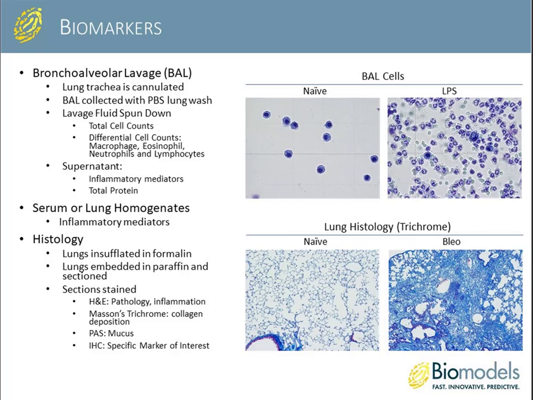This picture here at the bottom is showing lungs from both naive animals and animals that were administered bleomycin in the pulmonary fibrosis model. While in the naive animal, you see nice healthy alveoli, a lot of open space, you see in the bleomycin-administered lung that a lot of the lung architecture has been obliterated and overtaken by the fibrotic material.